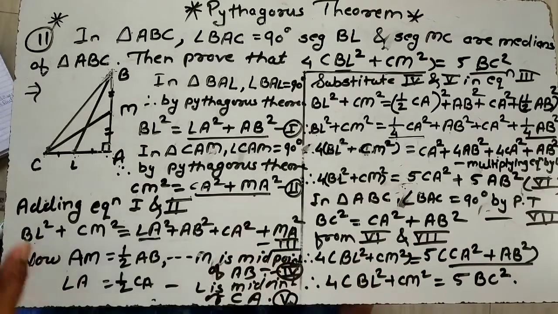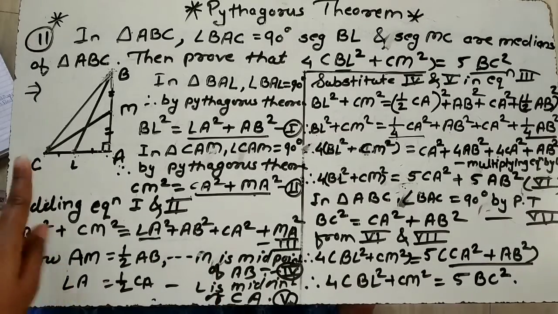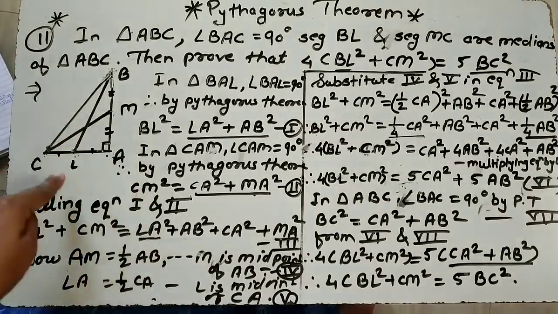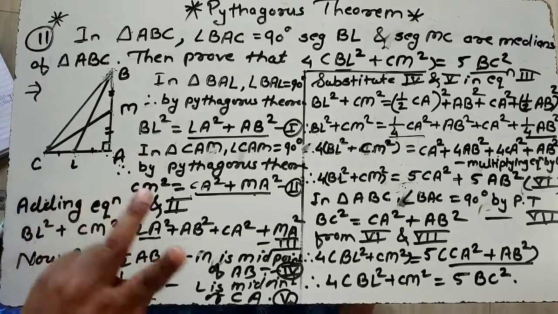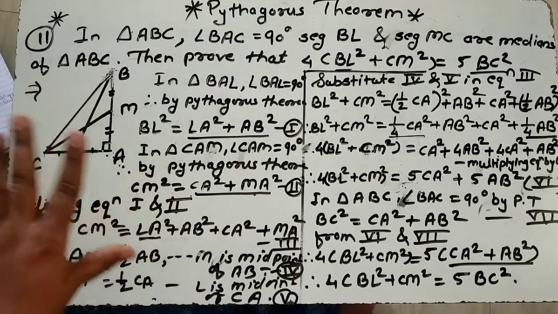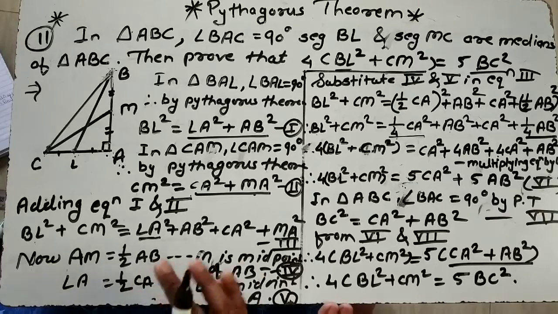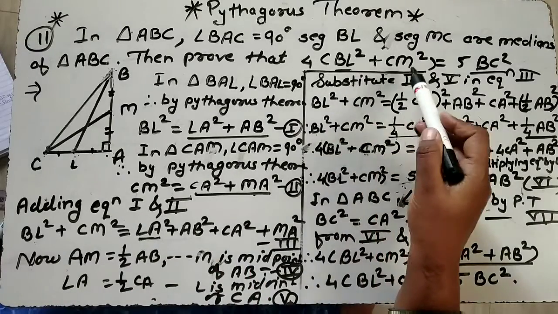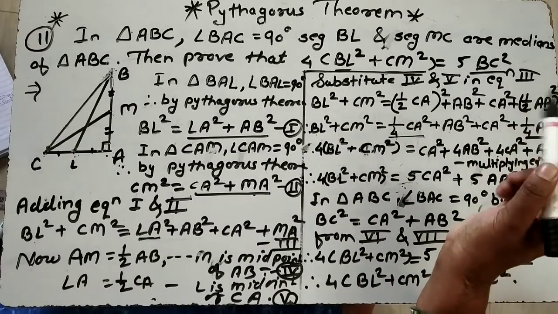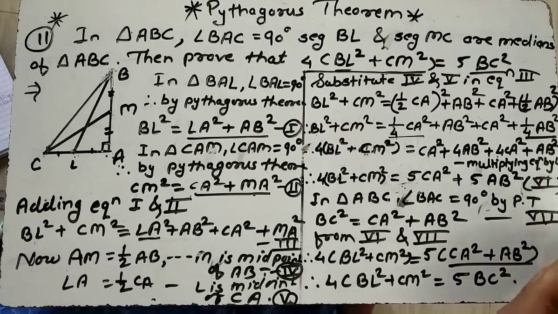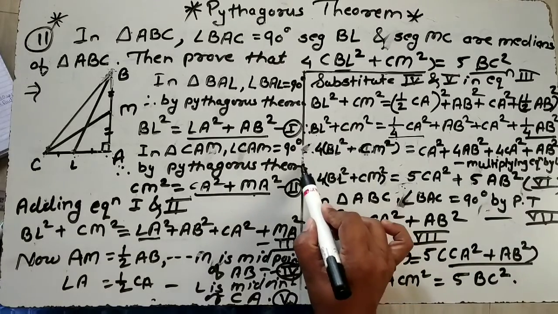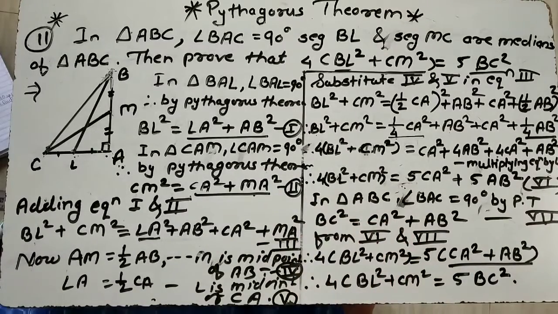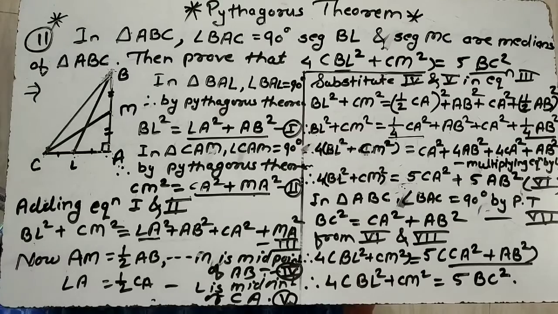So this is the example. In this example, for solving this, we use the Pythagoras theorem three times in three triangles, that is in triangle CAM, secondly in triangle LAB, and thirdly in triangle ABC. And by simply using the Pythagoras theorem, we prove that 4 into BL square plus CM square is equal to 5BC square. It is very easy. Practice it, then it is easy. Otherwise, it becomes difficult. Now, after this example, we will move towards example number 14 from the problem set.